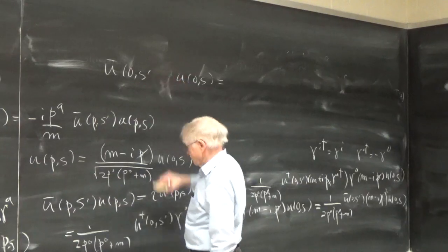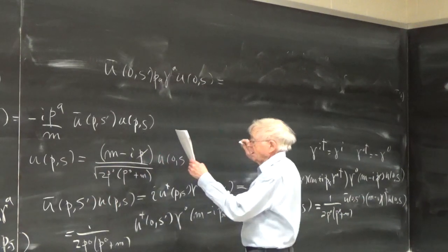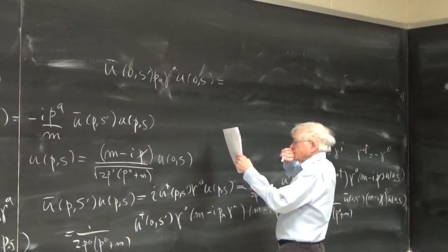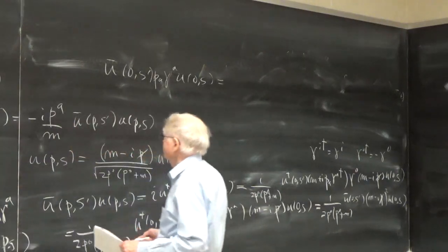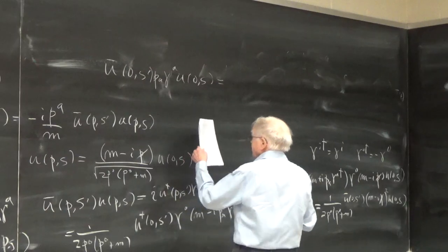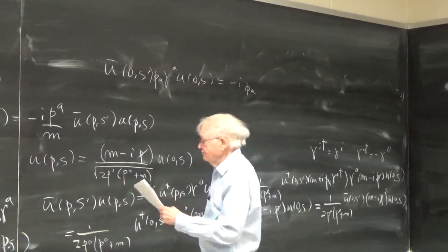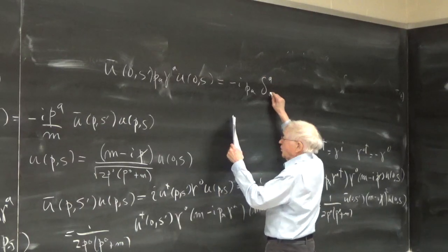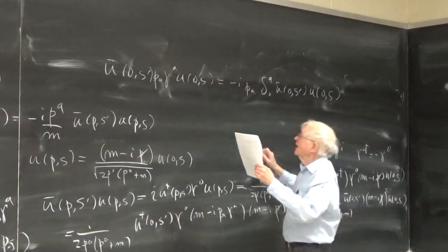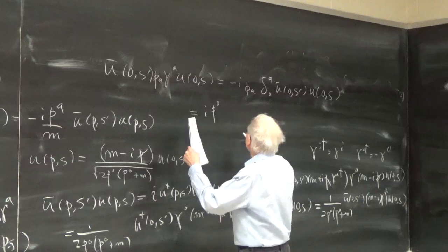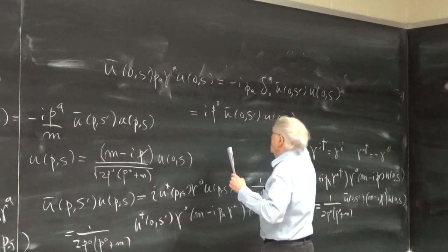Where was I? Yeah, let's write this more explicitly as PA gamma A. So this earlier formula that we had, namely that the gamma A between two U's pulls out a PA and a minus I and so forth, that means that this is minus I PA and then delta A0 U bar 0 S prime U of 0 and S, and so this is equal to I P0 U bar of 0 S prime U of 0 and S.